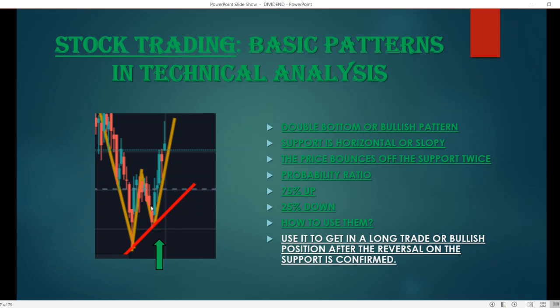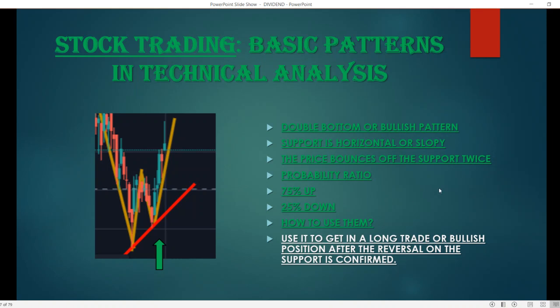This stock might continue going down, but at this support level it stopped. Then it starts going up. This is a double bottom. So you will ask me, what is the probability ratio? It is 75% up or 25% down. This stock could go down, it can go up too. So you have to wait and see what the stock does. So this is your signal point.